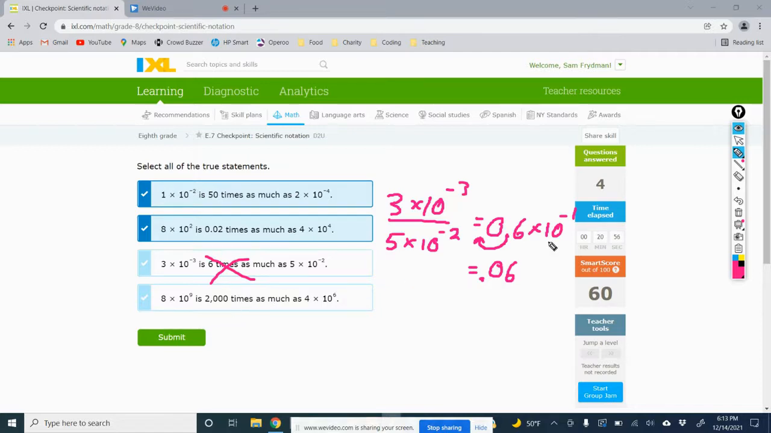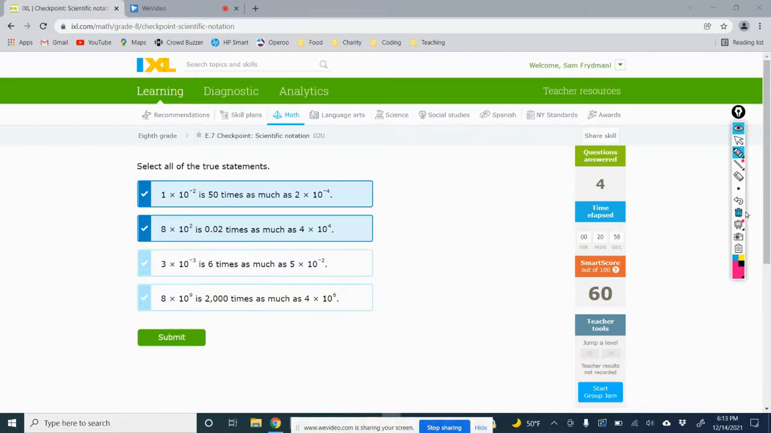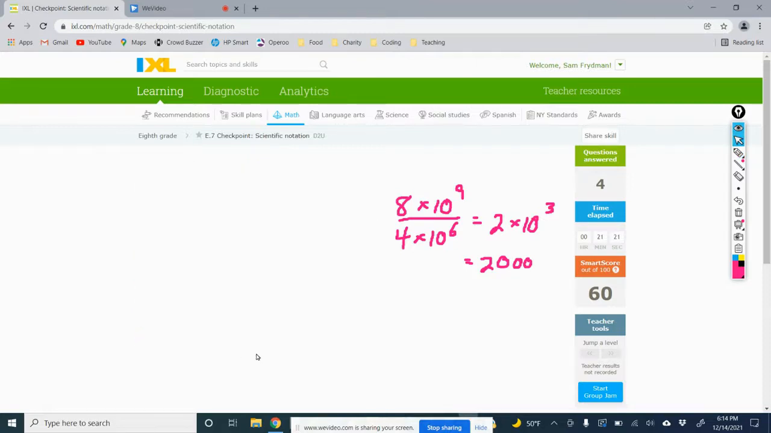8 times 10 to the ninth is 2,000 times as much as 4 times 10 to the sixth. Yeah, that's correct. Let's just show it over here. 8 divided by 4 is 2. 9 minus 6 is 3. 2 times 10 to the third, 1, 2, 3. We're going to get 3 zeros there. Yeah, so that's 2,000. So that's right.